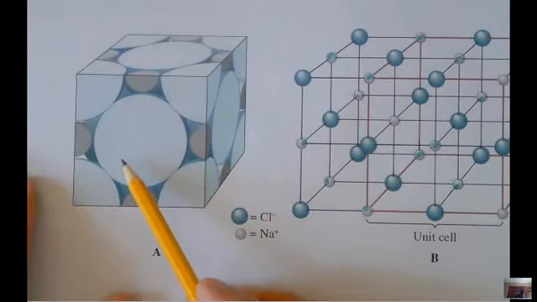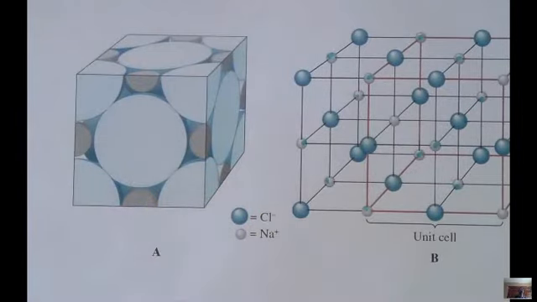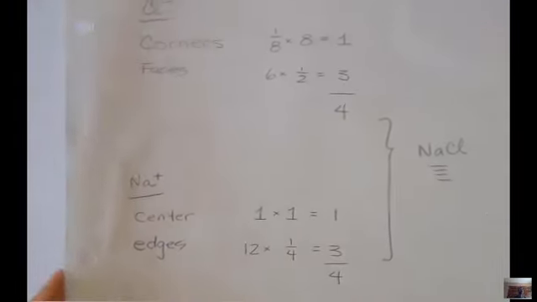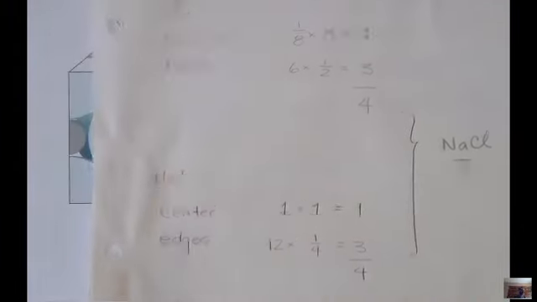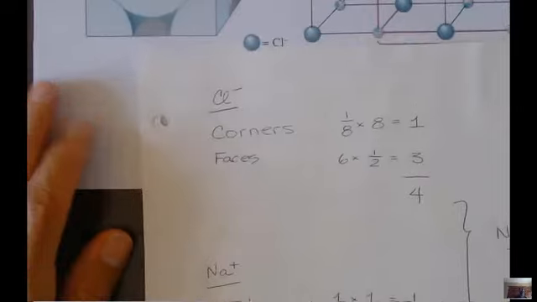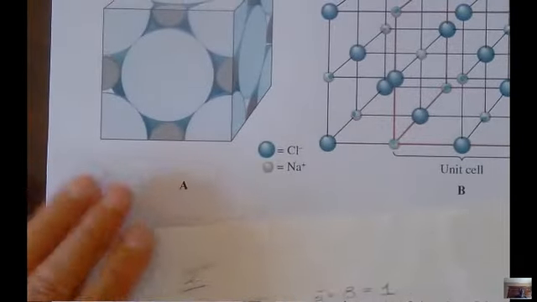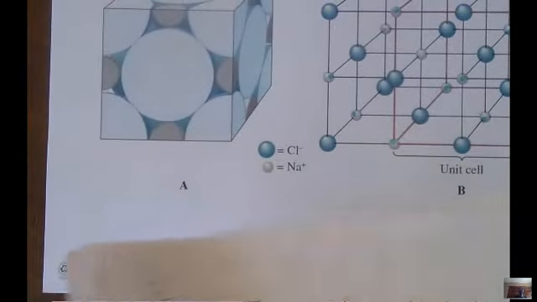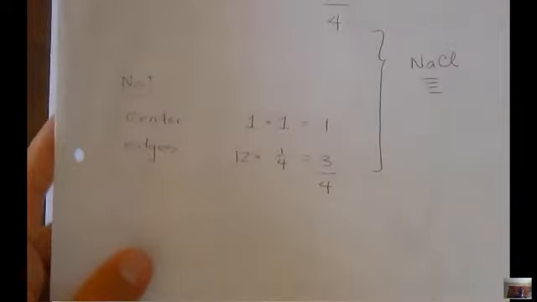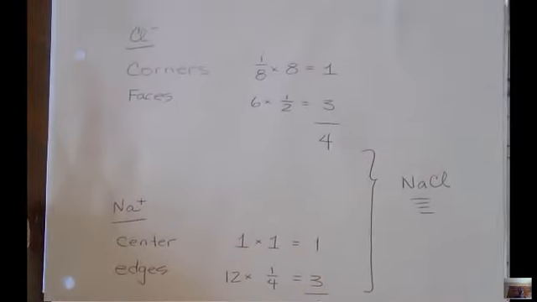So there's 12 edges times 1/4. That's the way you do edges, okay? All right, here's the answer. If I said to you or showed you this picture for sodium chloride, and I said, what is the empirical formula of sodium chloride? Here's how you would get the answer.